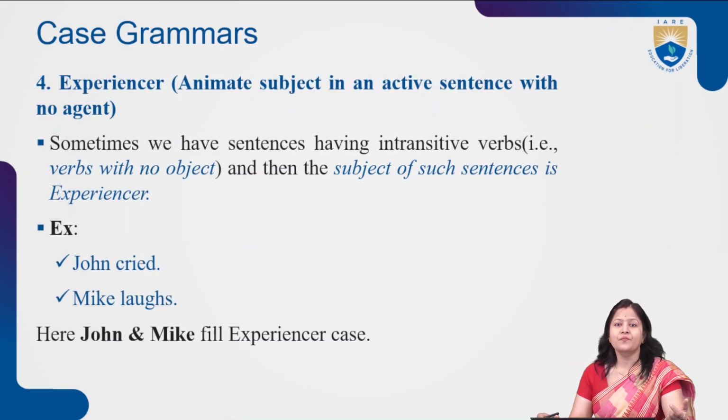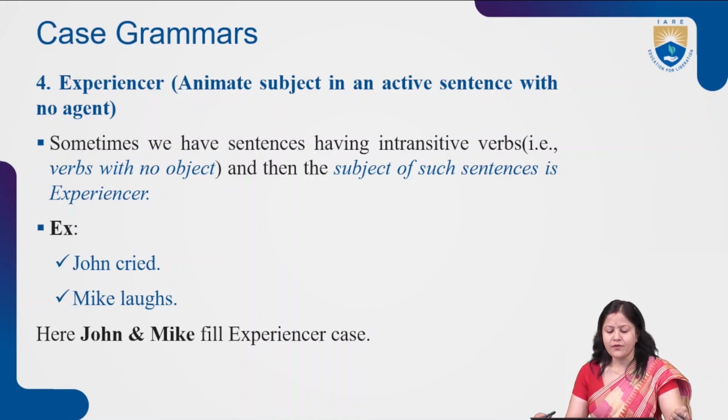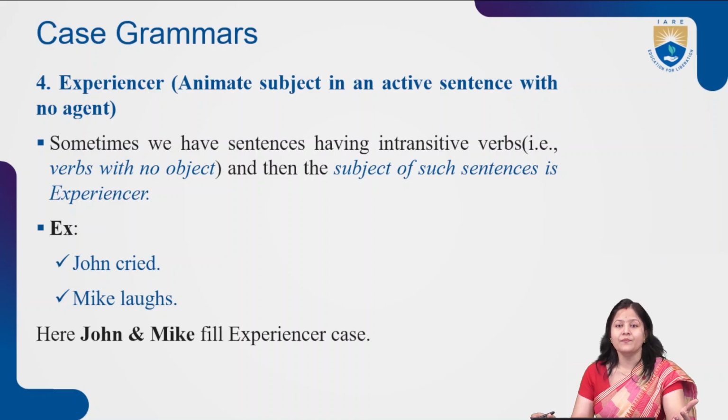Then the fourth one is the experiencer. That means the animate objects in an active sentence with no agent. Sometimes we have sentences having intransitive verbs, verbs with no object, and the subjects of such sentences are considered as the experiencer. Now you can see the examples. The first example is John cried. Second example, Mike laughs. John cried, so John is experiencing because he is crying. Mike laughs, Mike is experiencing, is laughing. So both John and Mike are considered as the experiencer case frame.